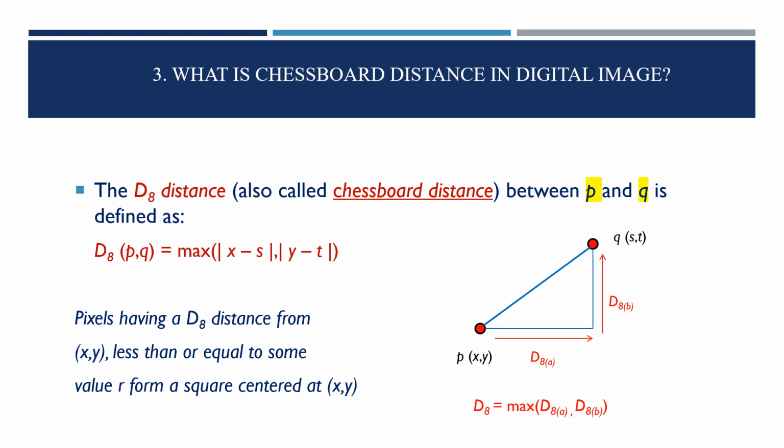Question number 3. What is chessboard distance in a digital image? Now for that again we have to consider two pixels P and Q. Let us assume that the coordinate of pixel P is (x, y) and coordinate of Q is (s, t). The chessboard distance or D8 distance is given by the maximum of modulus of x minus s, modulus of y minus t.